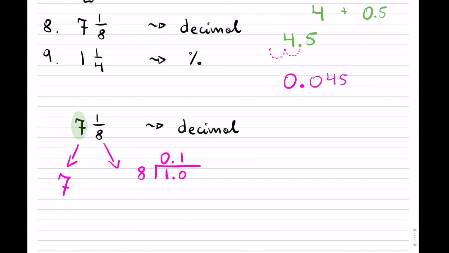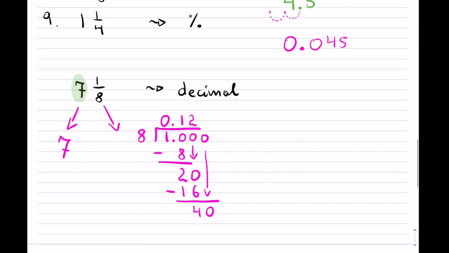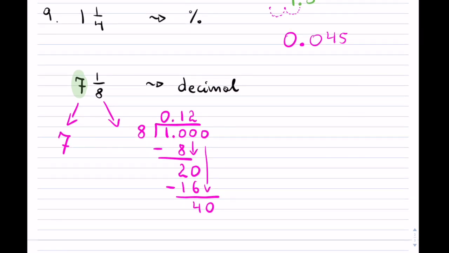8 into 10 goes once. So 1 times 8, subtract. So 10 minus 8 is 2. So I have to carry forward another 0. 8 into 20, 2 times. 2 times 8 is 16, minus, that's 4, so I have to carry another 0, and that will actually complete it because 8 into 40 goes 5 times.